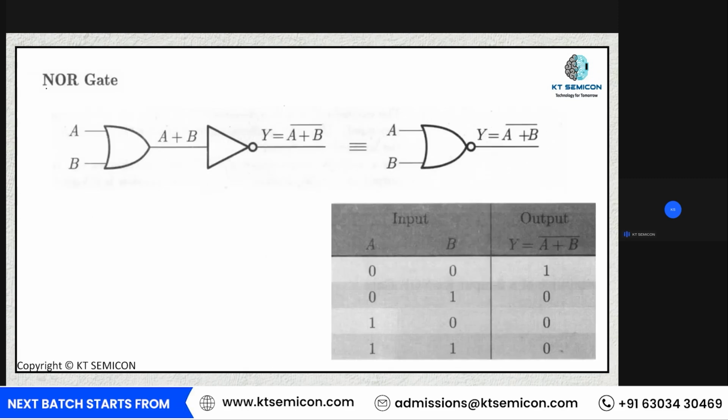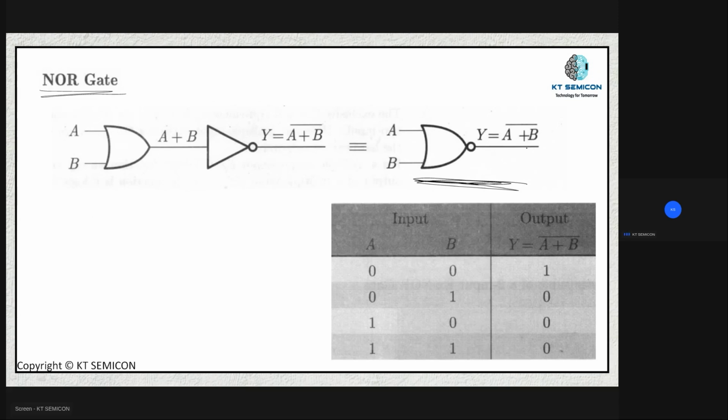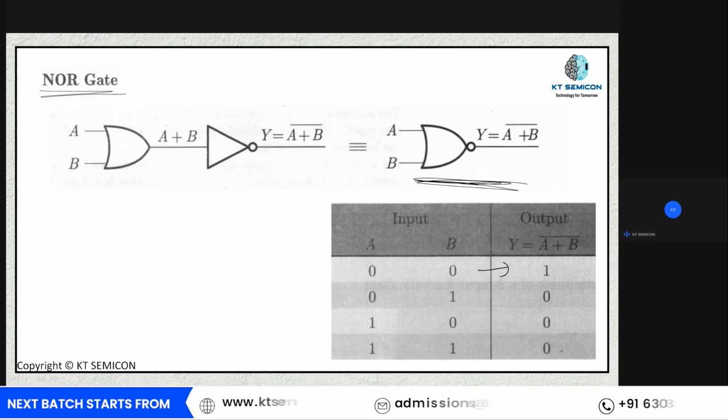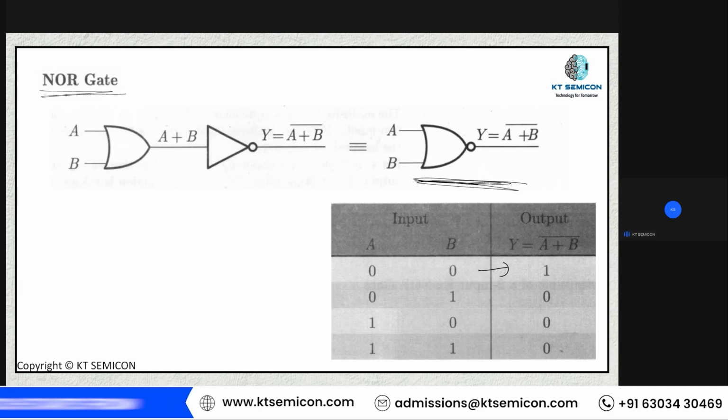Now coming to my NOR gate. A NOR gate is nothing but a cascaded connection of my OR gate and NOT gate. So this is how your NOR gate logic diagram looks, with a bubble at your output. And the expression of your NOR gate is Y is equal to A plus B the whole bar. And you give your inputs A and B as 0, 0, 0, 1, 1, 0, and 1, 1. And you can see only in the first case you get your output as 1. That means for your NOR gate, only if both the inputs are equal to 0, you get your output as 1.